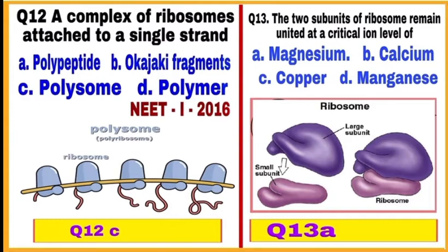Question 13. The two subunits of ribosome remain united at a critical ion level of. See the diagram. Each ribosome is made of two subunits, a smaller subunit and a larger subunit. These two subunits are associated with the help of magnesium ions. So the answer is option A. Magnesium ions are required to unite the two subunits of ribosomes. Mark A as the correct answer.